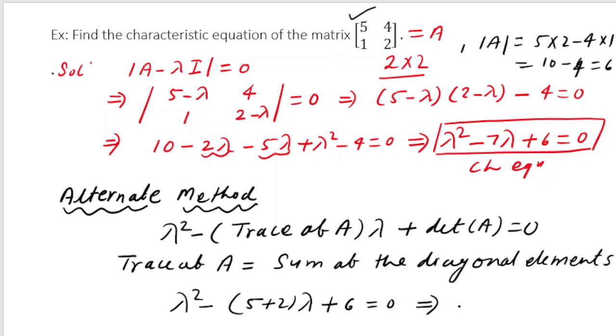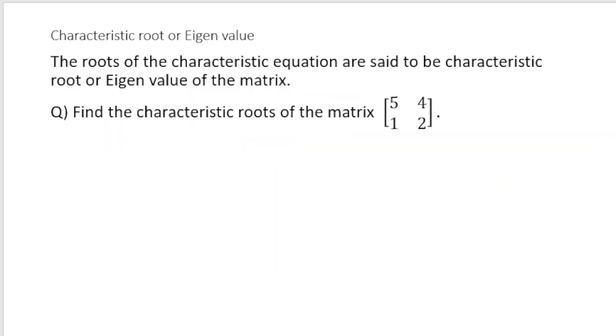So what did I get? I get lambda square minus 7 lambda plus 6 is equal to 0. This is the same as the earlier equation. So we can also use this to write the characteristic equation of a 2 cross 2 matrix. Okay, now let us proceed further.